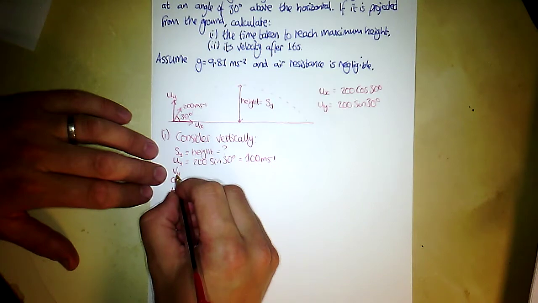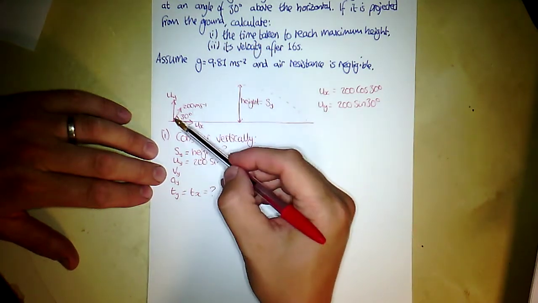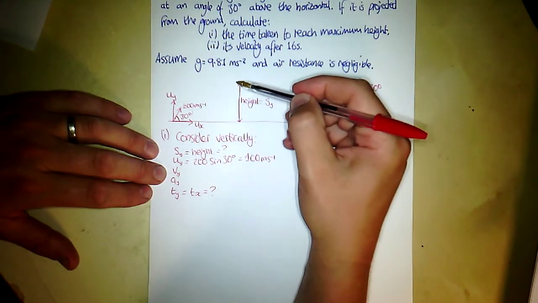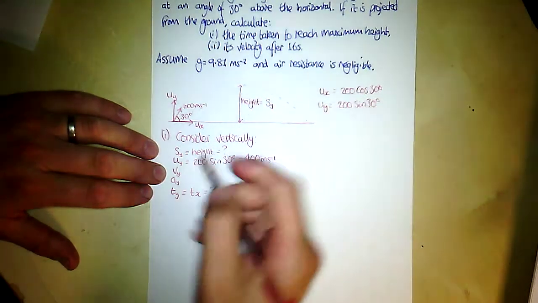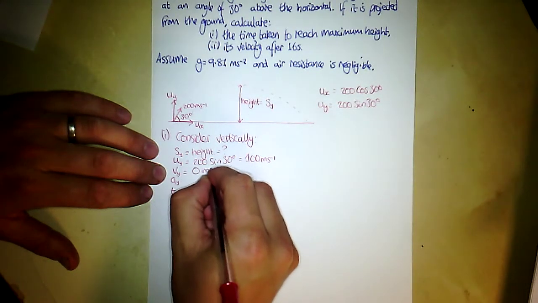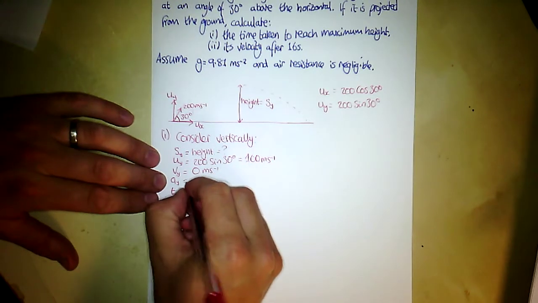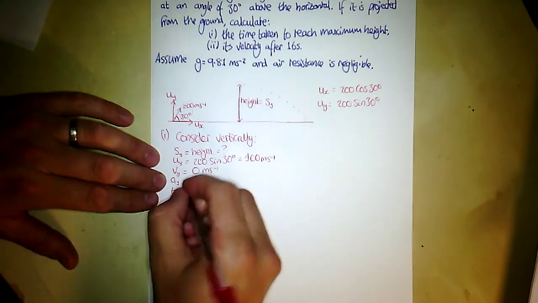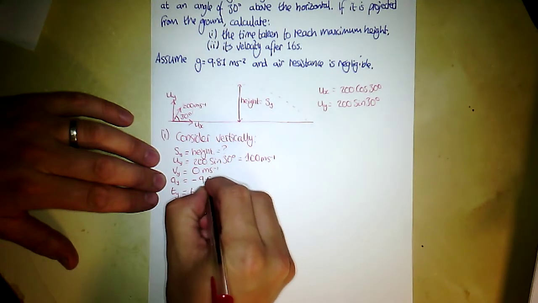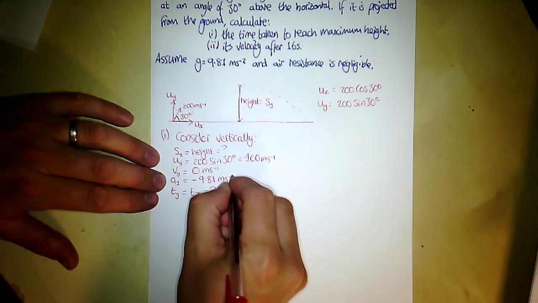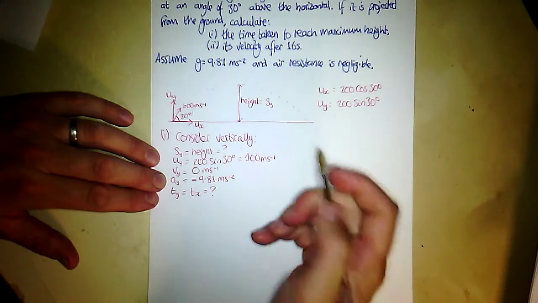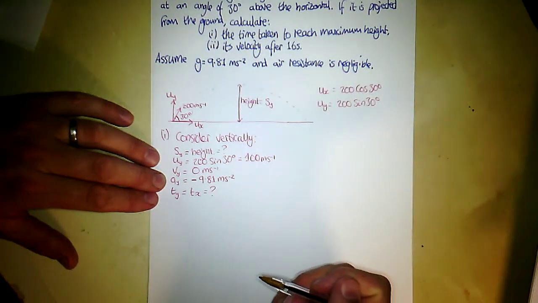Vy, the final velocity, we are only considering from the beginning to when it reaches maximum height. Well, when it reaches maximum height, its vertical velocity comes to 0 before it starts going down again. So that is 0. And its acceleration, we've been told, is 9.81 meters per second squared. What we need to be careful of is what direction things are going in. Gravity is acting downwards, so it's a minus. So downwards is a negative direction and upwards is our positive direction.